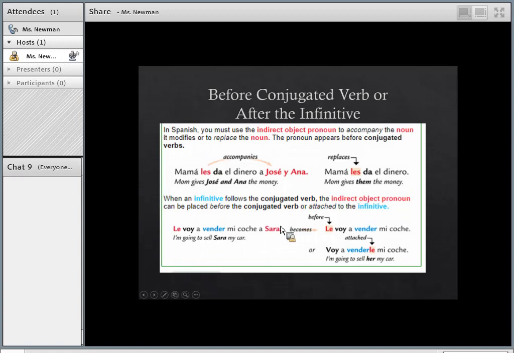And then you add the person's name so that, like, if you just said le voy a vender mi coche, I wouldn't know who you're talking about. Like, who are you going to sell it to? You're going to sell it to someone. But unless their name's been said at some point, you're going to say their name, right? Or it can go after the infinitive. So voy a venderle. So that's more like how we say it in English, right? I'm going to sell her my car. So le means her. In this case, it's a pronoun. Okay, so it can go either place. Le voy a vender mi coche or voy a venderle mi coche.